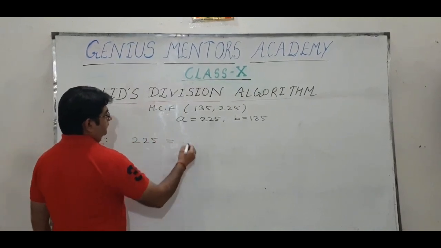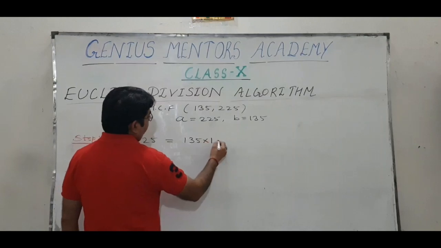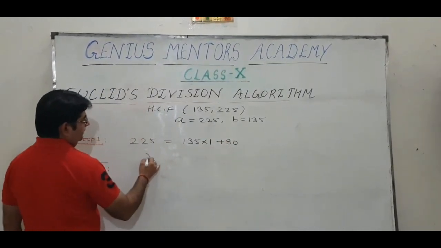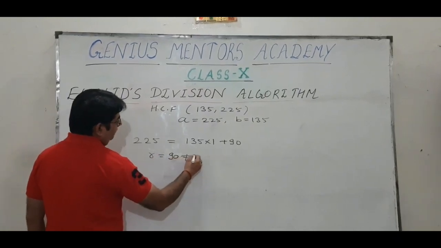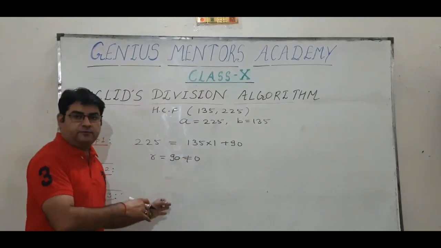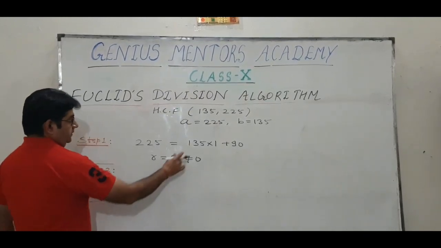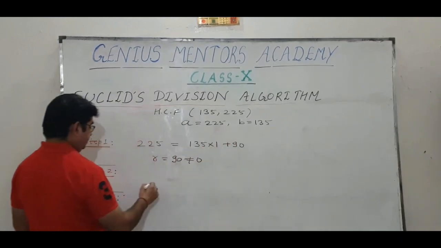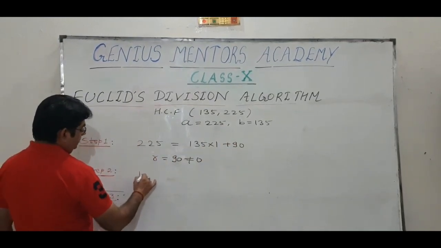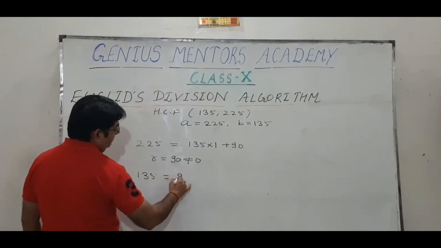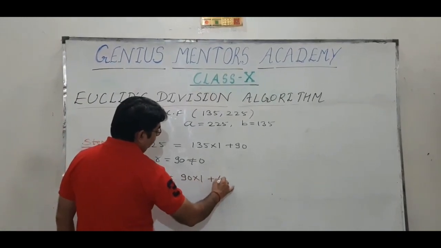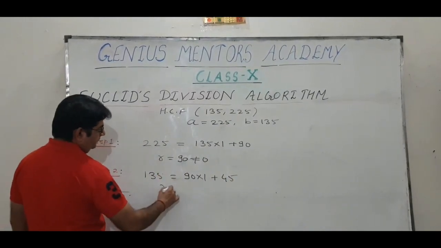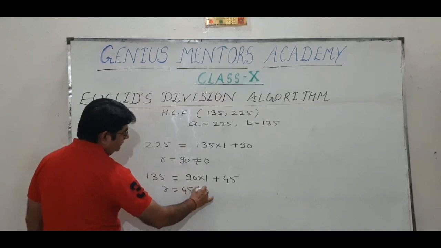225 is equal to 135 into 1 plus 90. Here remainder is 90, which is not equal to 0. So we apply Euclid's algorithm again. Now 135 is your dividend and 90 is divisor. So in the second step, 135 equals 90 into 1 plus remainder 45. Here remainder is 45, which is not equal to 0.